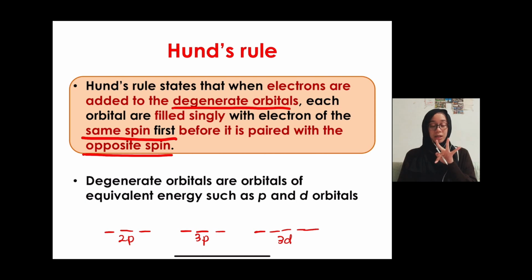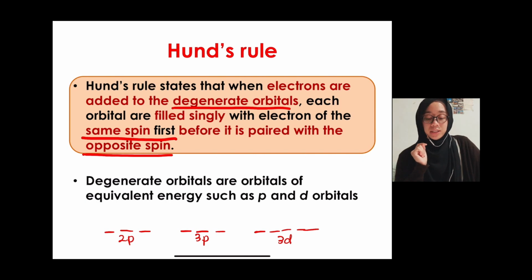But bear in mind, ketiga-tiga orbital kat situ have the same energy. Okay, same goes to 3D. 3D has 5 orbitals, but all 5 orbitals have the same energy. So that is what we call as the degenerate orbitals. Okay. So apa yang pula yang maksudkan dengan it must be filled singly with electrons of the same spin first before it is paired with the opposite spin. Okay, so let's have a look at this.